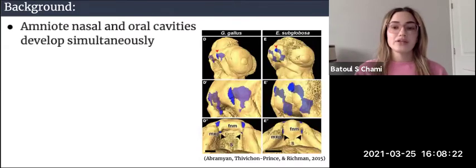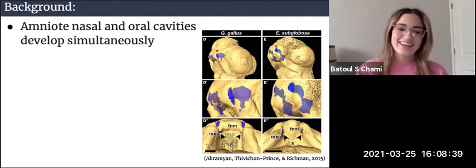During amniote craniofacial development, the nasal and oral cavities develop as interconnected structures during the fusion of prominences. This connection is obviously retained in adult mammals, as illustrated by milk coming out of our noses when we laugh too hard while drinking it.